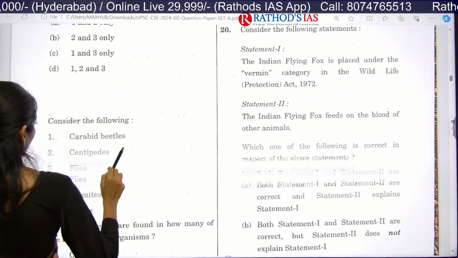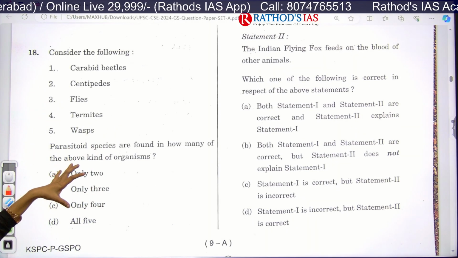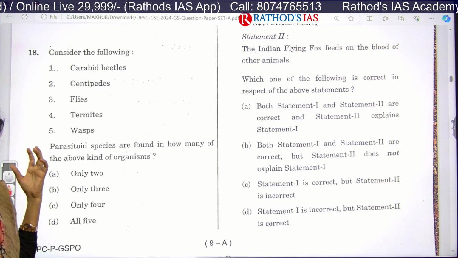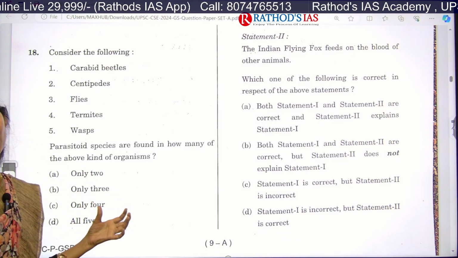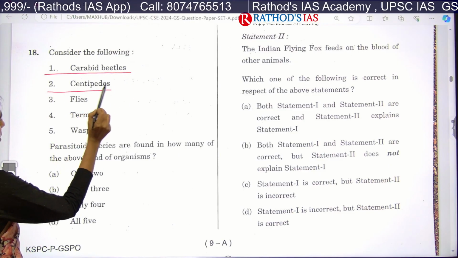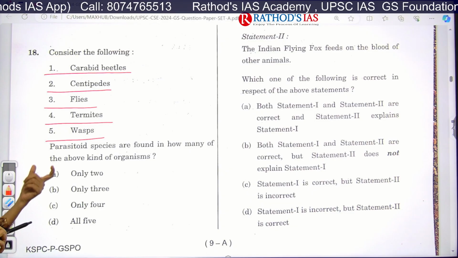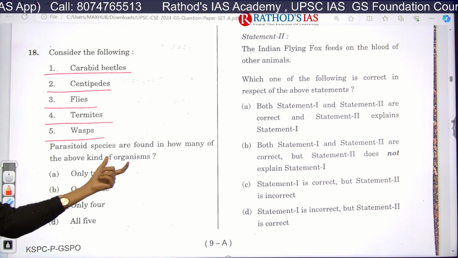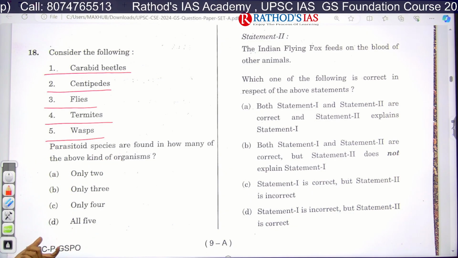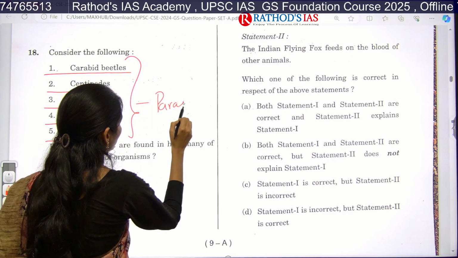And let us see the next question. Consider the following. This is a somewhat difficult question, I can say. Not everyone knows the correct answer for this question. First one is scarabid beetles. Next are centipedes, flies, termites and wasps. So parasitoid species are found in how many of the above organisms? So in these organisms, which ones act as parasites?